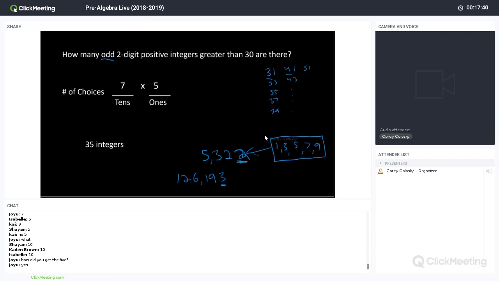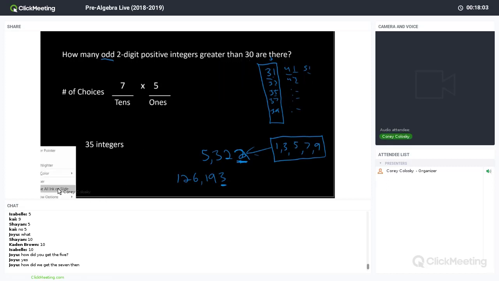Does that make sense? We see that here in this first column, where we're listing out the different options. The ones place could only be a 1, 3, 5, 7, 9. For the 40s, it could be a 1, 3, 5, 7, 9. The last digit must be an odd number.